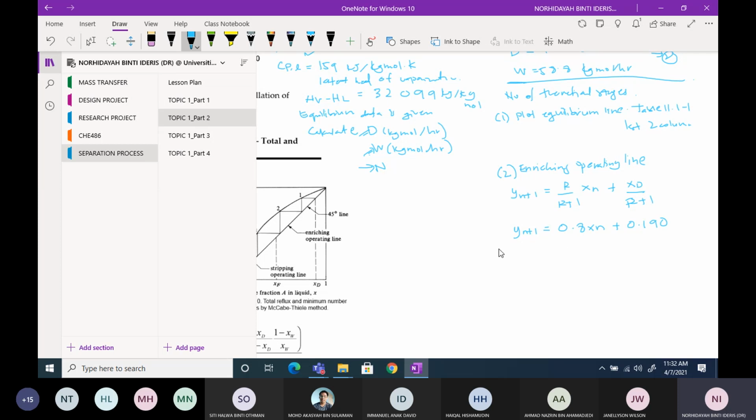Okay, so right now you need to draw the enriching line, because you have the straight line equation. So what you're going to do is just pick any value. For example, you have x and y. In order to plot a straight line, you only need 2 points. For example, if x is equal to 0, then y is equal to 0.19. So at 0 on your graph, x at 0, y 0.19. And then just pick any random value. x is 0.95, for example. And then what is your y value? It must be somewhere around here.